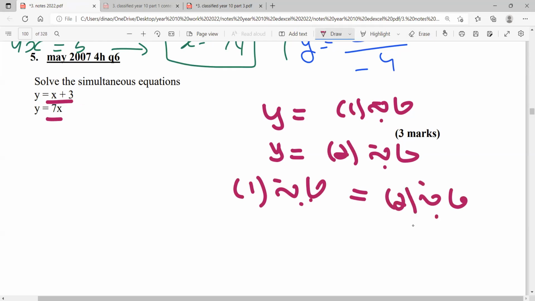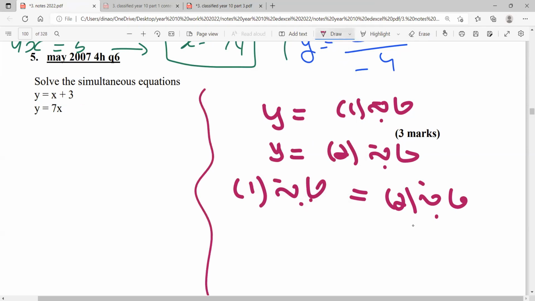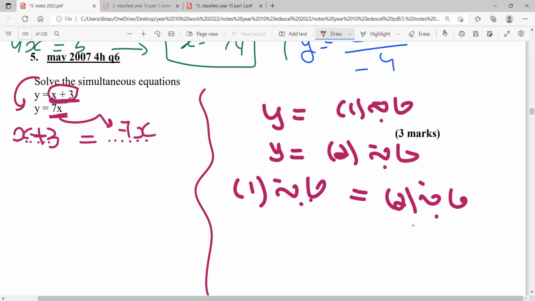Mathematically speaking, if y is the subject in both equations, you have the right to create one equation. We put this one here on the left hand side and this one here on the right hand side. If y is subject in both equations, then equation 1 is equal to equation 2. Or y equals expression one and y equals expression two, so expression one equals expression two.